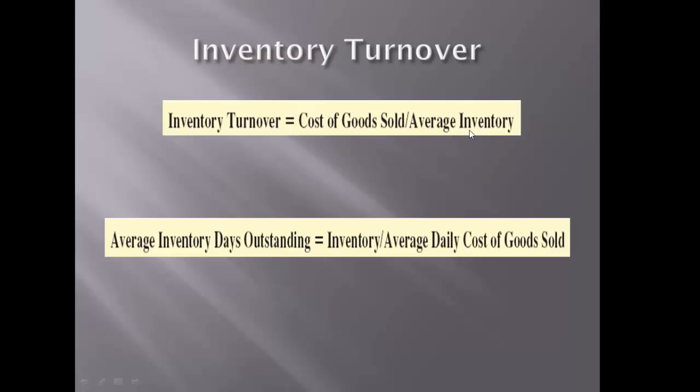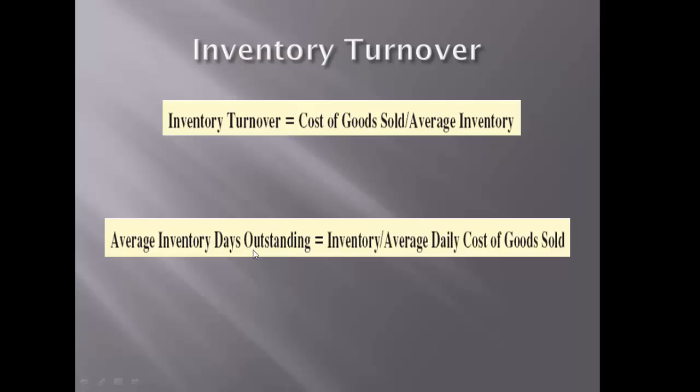Note that cost of goods sold is in the numerator. The reason being that inventory is turned into cost of goods sold. Inventory flows out as cost of goods sold. Now let's also look at the average inventory days outstanding. This measures how many days on average it takes a company to sell its inventory. Now, if the average days outstanding is too long, if this ratio is high, that could be a problem because it will suggest that the company is taking too long to sell its inventories.